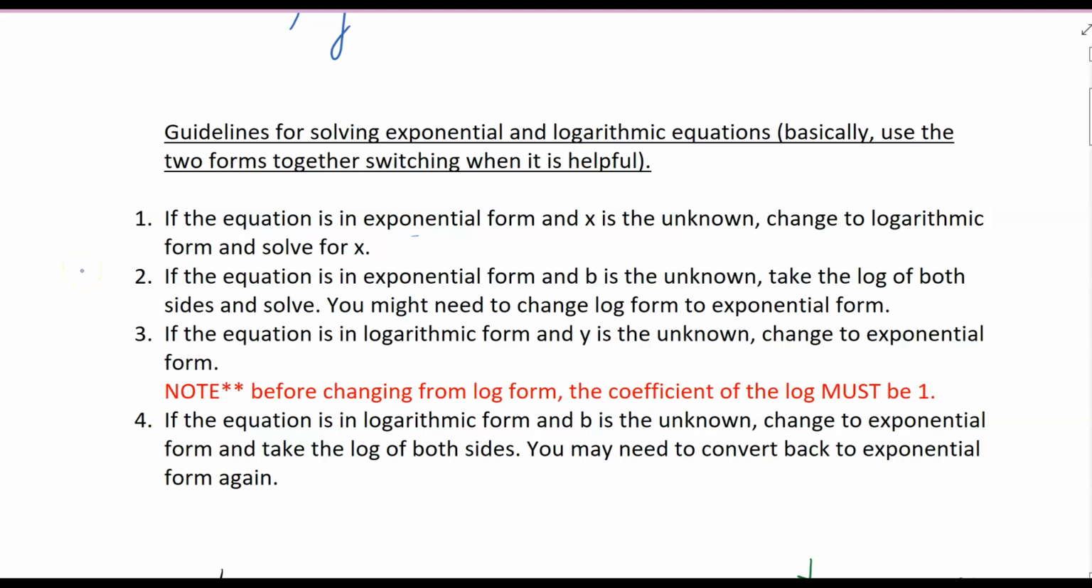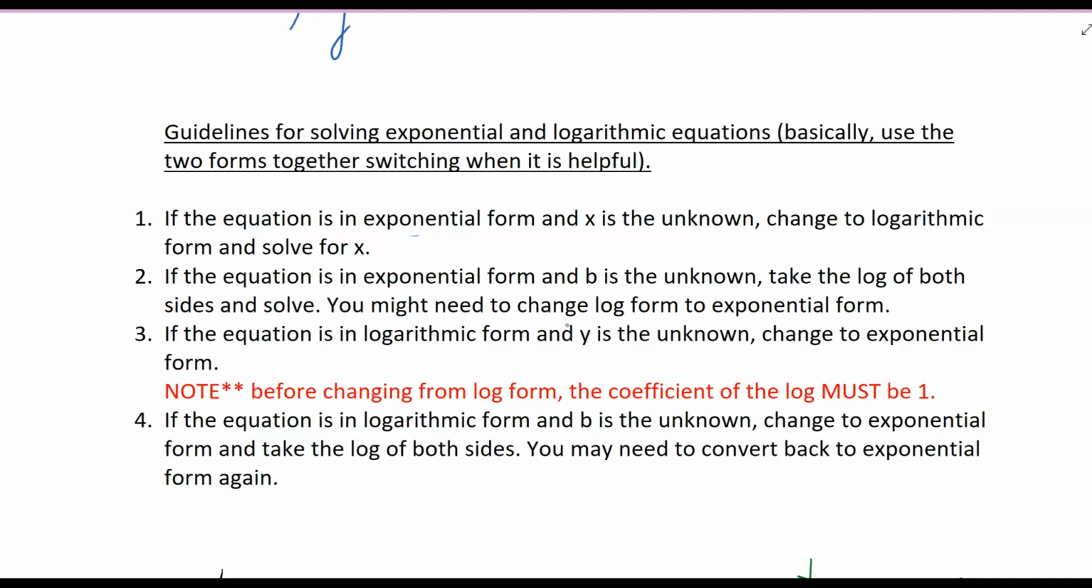Number two, if the equation is in exponential form and b is the unknown, take the log of both sides and solve. You might need to change log form to exponential form later. Number three, if the equation is in logarithmic form and y is the unknown, change to exponential form. Note that before changing from log form, the coefficient of the log must be equal to 1. And therefore, you will have to apply one of the properties of logarithms that were discussed earlier.